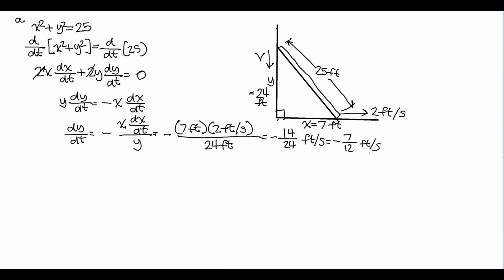Which is approximately equal to negative 0.5833 feet per second. Okay, so that's part A. Again, you can see the negative sign, and it makes sense because y is decreasing, as the top of the ladder is moving downwards. So it makes sense we got a negative sign in our answer.